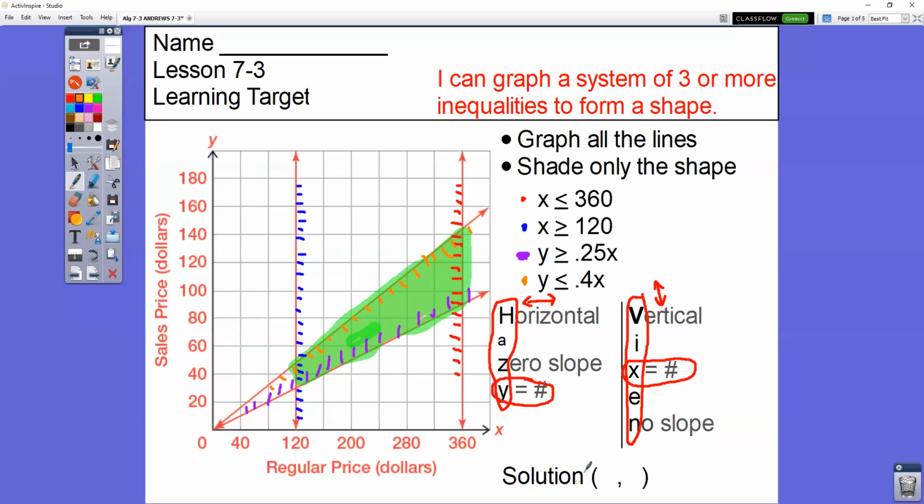For your solution, you're looking for a point in that quadruple, which means four, shaded area. So any point in the green would work. For example, over to 200 and up to 60. This point right here would be a good solution. Again, there are multiple solutions. You could pick any point in that green area.